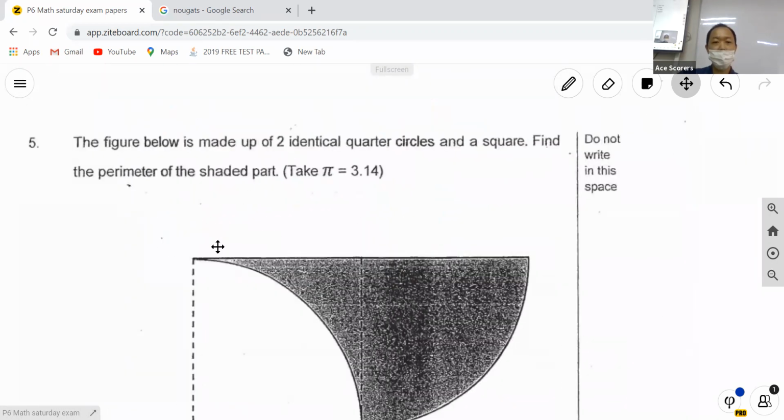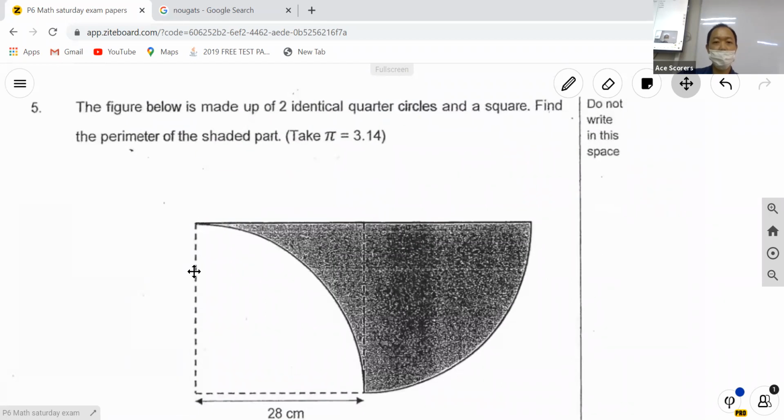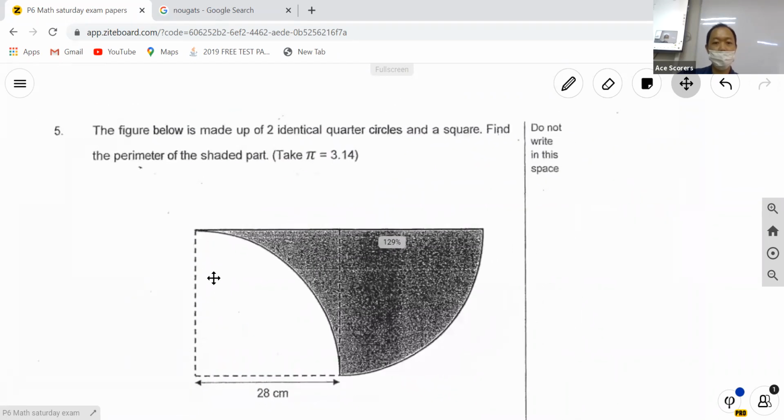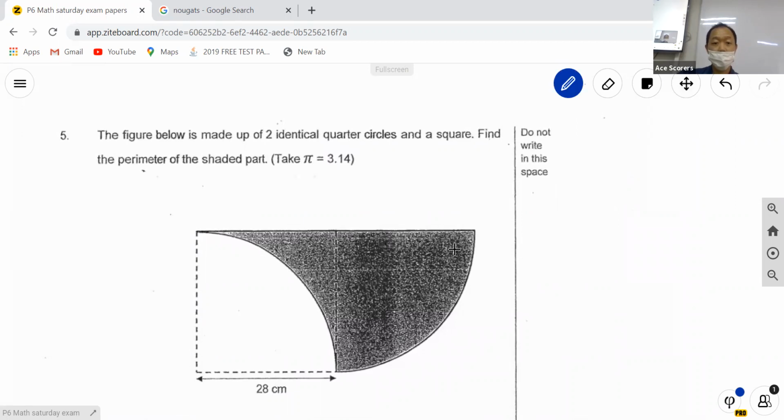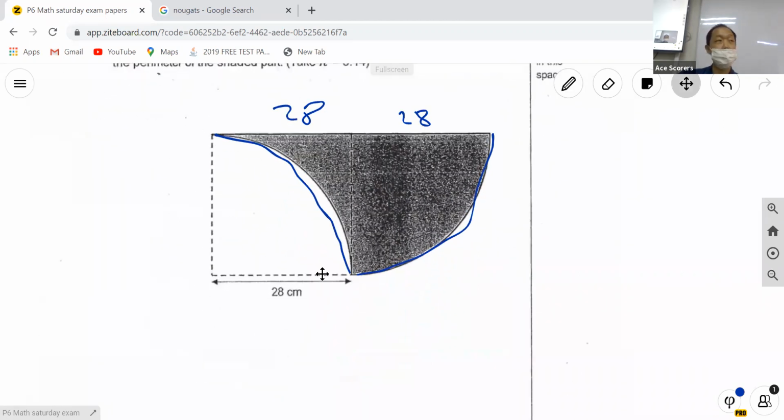Okay, question 5. We have two identical quarter circles and a square. Find the perimeter of the shaded part. So the shaded part is here. This is 28, so obviously here is 28 as well. So we need to find the curve. Now this curve plus this curve happens to be a semicircle, right?